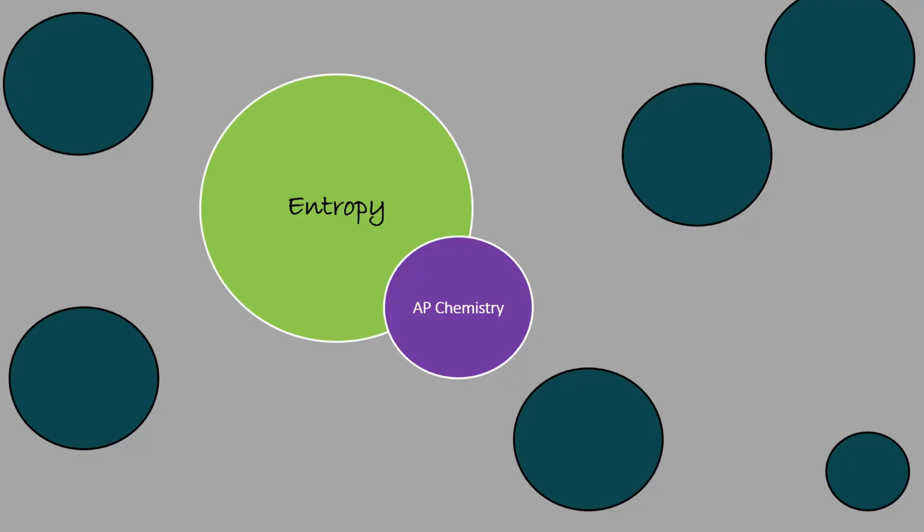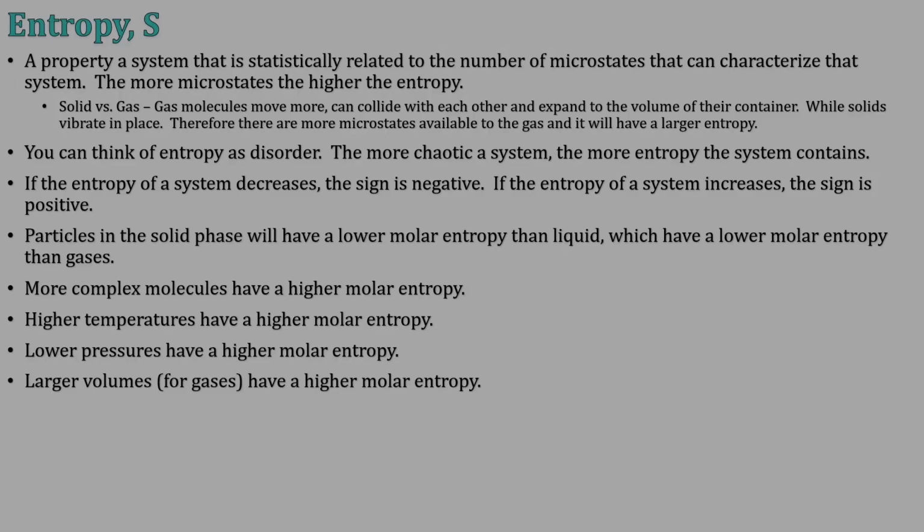This video is going to be about entropy and how to calculate it. So entropy is a property of a system that is statistically related to the number of microstates that can characterize that system. So the more microstates, the higher the entropy. And that sounds very confusing and very complicated, and sometimes it can be, but basically what it's saying is if there's more motion and more possible configurations, then it has a higher entropy.